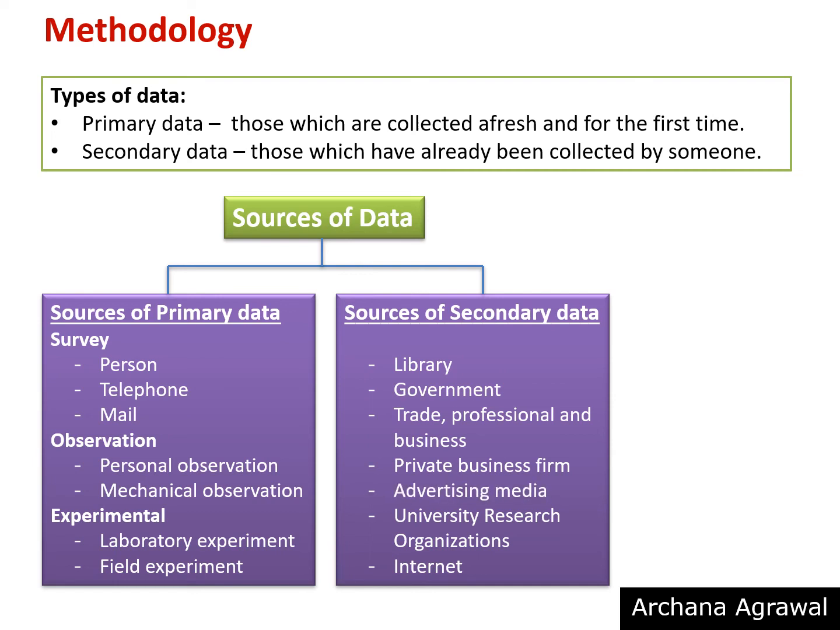Advertising media like magazines, newspapers, radios, and televisions prepare useful data for householders and business organizations. Big universities also carry out local, national, and international level researches and publish them. Internet, of course, is the biggest source.